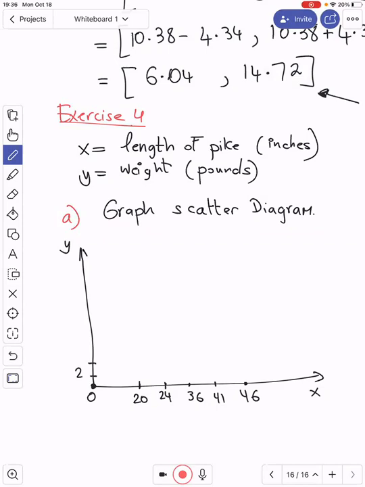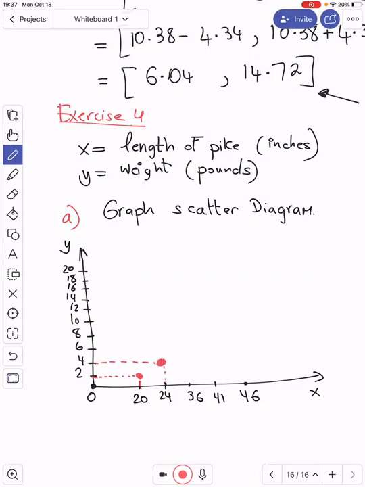Anyway, for y, we have 2, 4, 6, 8, 12, 14, 16, 18, and 20. Let's plot the first point. The x is 20, the y is 2. So my first point would be right here. Next point is x is 24, y is 4. So it'll be probably right here.